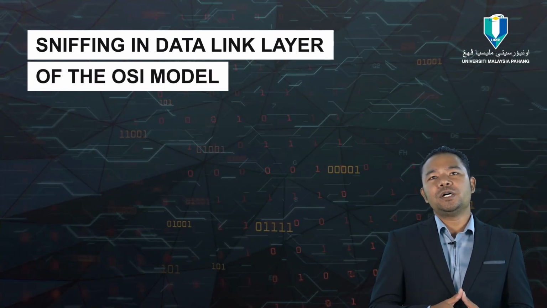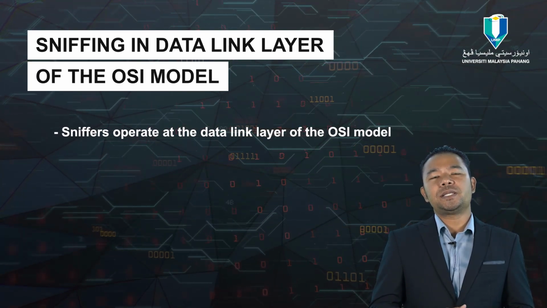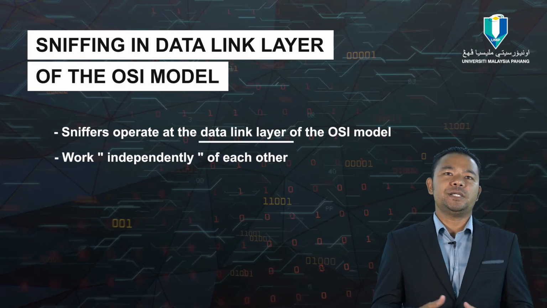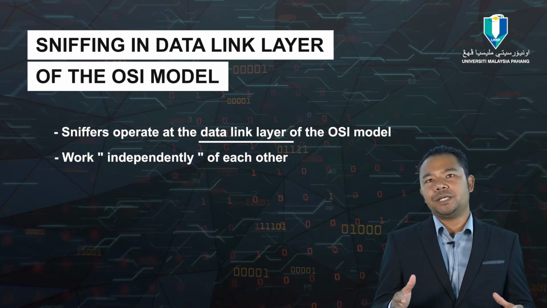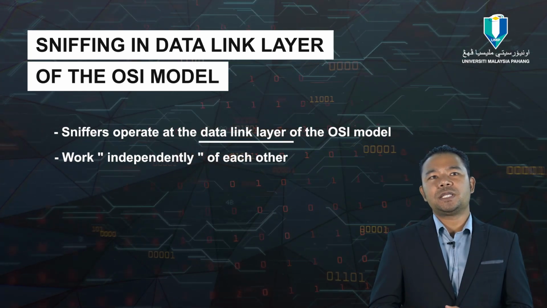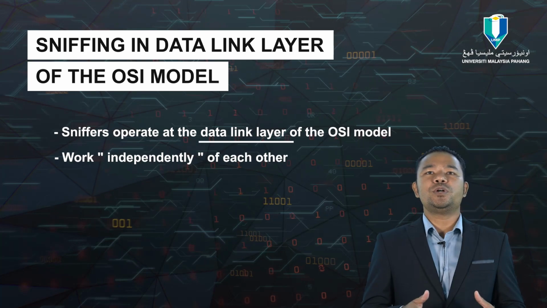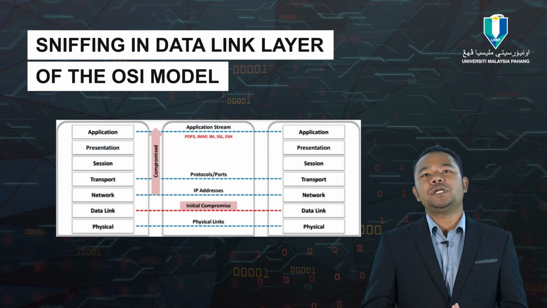Sniffing in the data link layer of the OSI model. Sniffers operate at the data link layer of the OSI model. Networking layers in the OSI model are designed to work independently of each other. If a sniffer sniffs data in the data link layer, the upper OSI layers will not be aware of the sniffing. This is an example of the sniffing.